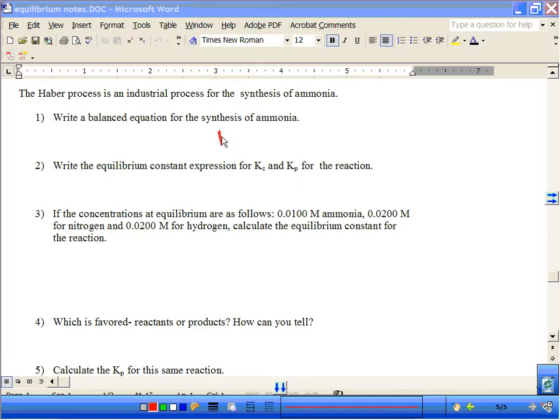Ammonia is NH3, so if we're synthesizing it, it would be over here on the product side, and we're going to be making it from its reactants, which are going to be nitrogen and hydrogen. And I'm going to draw double arrows because it's going to reach a state of equilibrium. If we were to put it in a container where the nitrogen and hydrogen could not escape, or the ammonia could not escape, this thing would actually reach equilibrium.